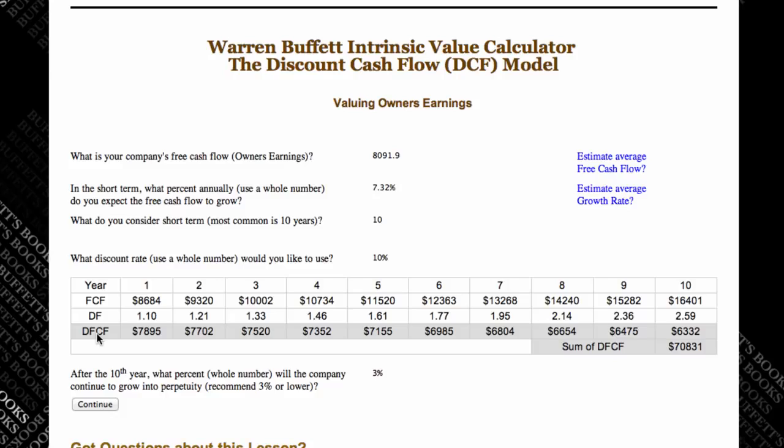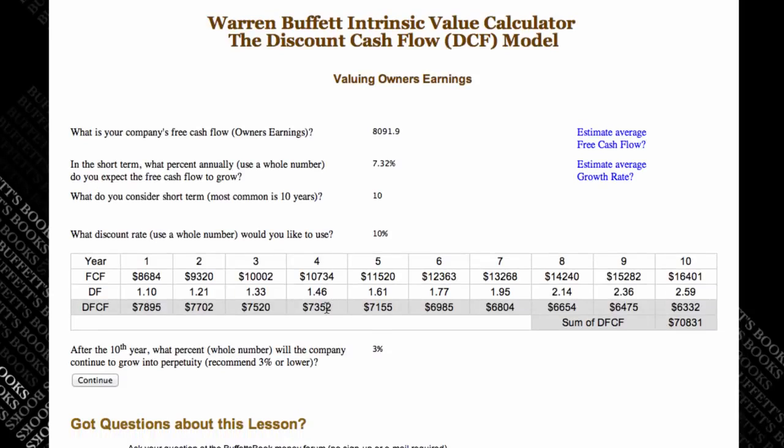When we click continue, what happened was each and every year for the next 10 years into the future, we've taken those future cash flows and we've discounted them back to today's value at a 10% rate. Okay, and then you can see that DFCF, that stands for discounted future cash flows. The DF is your discount factor, which is nothing more than the 10% raised to the year's power, if you wanted to figure that out. Okay, but it automatically does that for you.